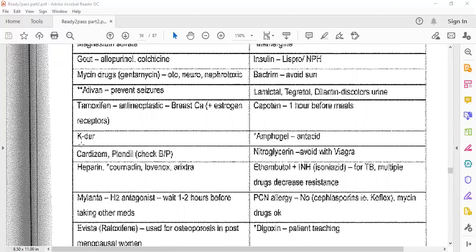So sometimes some books say this is K-Dur 20. So common K-Dur is the medication, a mineral supplement, used to treat or prevent a low amount of potassium. So if anybody has hypokalemia, or less potassium, you have to give K-Dur.